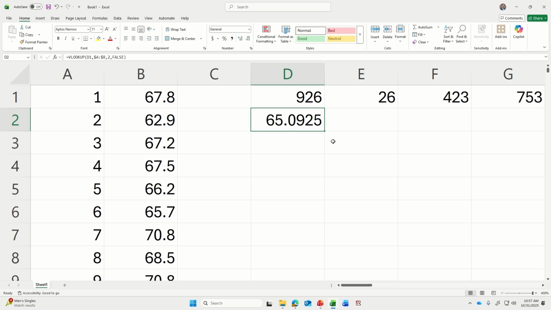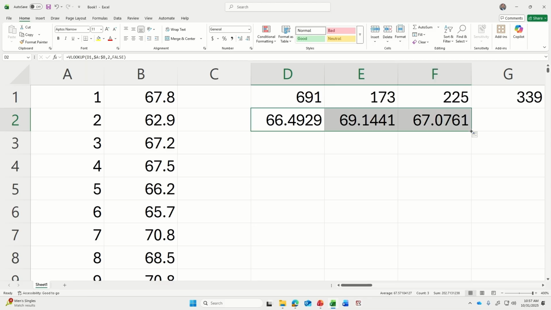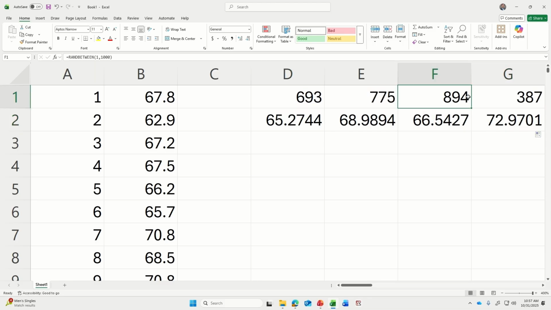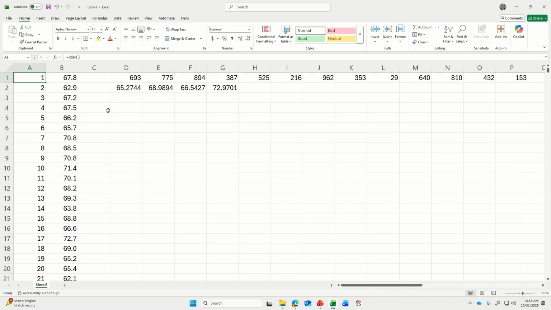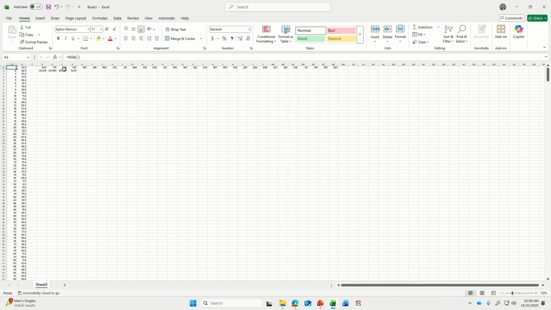So this is how I can quickly pick out students from my group of 1,000 and then find student number 894, and he's going to have a height of 66.5, right? And again, I want 30 students in my sample. So I pull this over, and I've got 30 measurements.